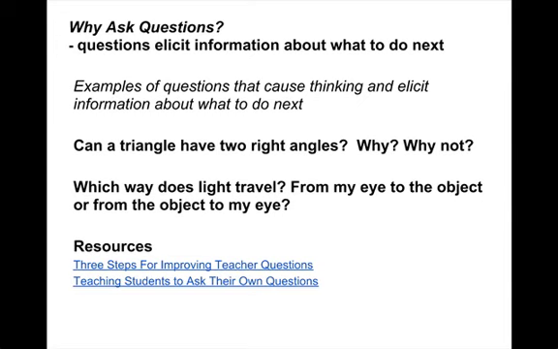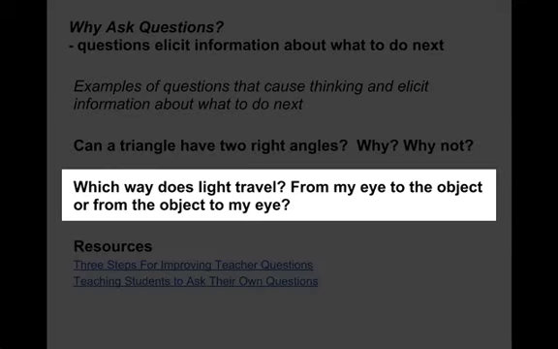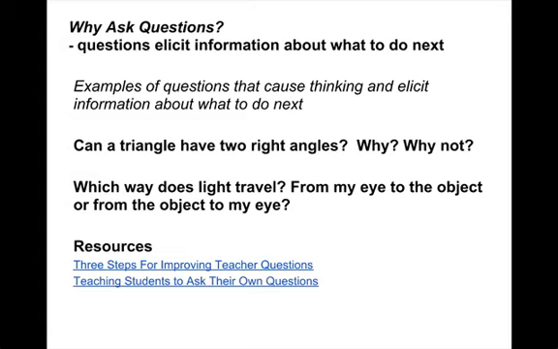Here are a couple examples of questions that not only cause thinking, but would give you an insight into the student's thinking. For instance, the second one, which way does light travel? From my eye to the object, or from the object to my eye? There is a yes-no component to this answer, but with explanation, you would be able to get a glimpse as to how the student understands the concept. And with that information, you would have an idea of how you need to adjust instruction so that they can understand the concept better.